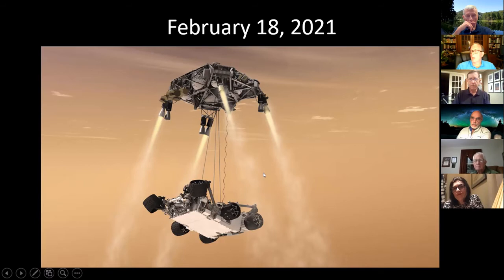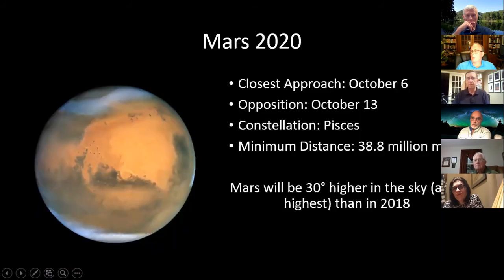So while we're waiting, now is a great time, as Roger mentioned, to go outside and take a look at Mars. It was very bright last night. It's going to be as close as 39 million miles or so in October. And the great thing is that it's going to be a lot higher than it was in 2018. If anyone remembers trying to find Mars in 2018, it was very low in the sky, very difficult to see. But this year it's going to be nice and high, which will allow us to get nice, clear views.